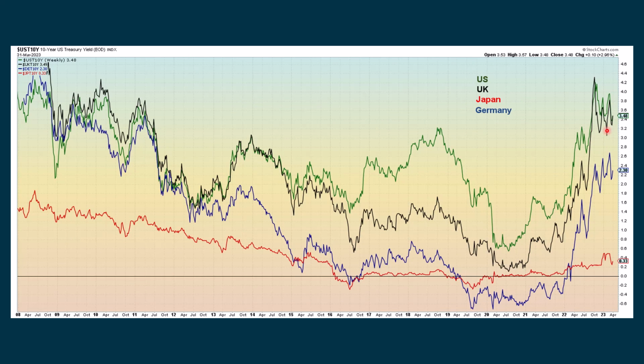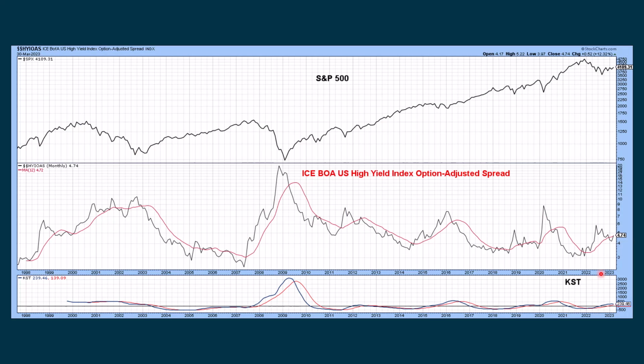Internationally, this is a weekly chart where rates have gone back up in the US, the UK, and Germany. Down at the bottom, we have Japan, which is its own little story that we're keeping an eye on.